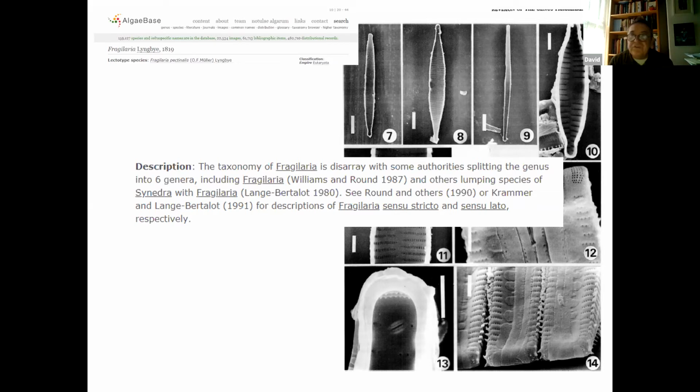There never was any problem if we focused on that notion of a taxonomic hierarchy. This bit's from AlgaeBase. It's nothing worse than somebody reading out a slide to you because you can read it, but forgive me for doing that every now and then. This from AlgaeBase: the taxonomy of Fragilaria is in disarray, with some authorities splitting the genus into 6 genera, and others not doing so, others lumping other species with Fragilaria.